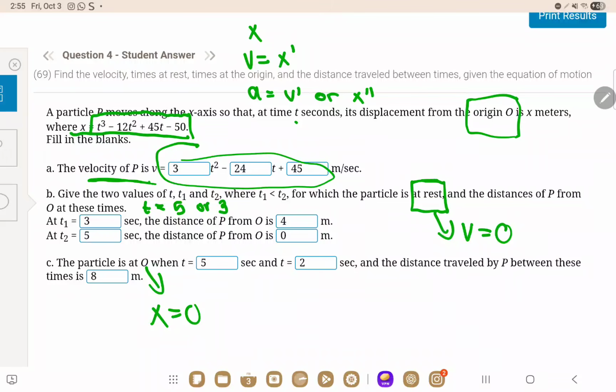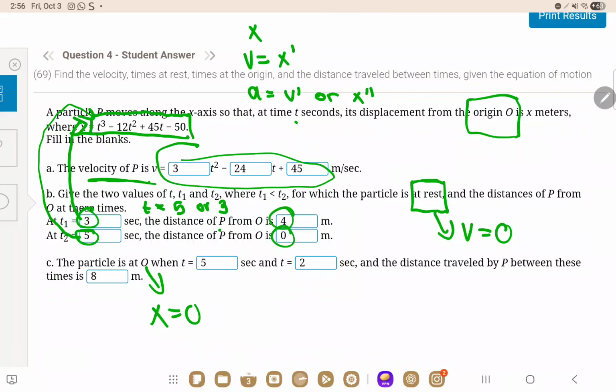Now, you can accept both of these times. Why? Because if you had one of them that's negative, you cannot accept that because there's no such thing as negative time. Now, they told you t1 is less than t2, so we know that t1 is 3 and t2 is 5. Now they want the distance of p from the origin at this time. So you replace this number into the original equation. You're gonna get that the distance of p from O at 3 is 4, and then here it's 0.